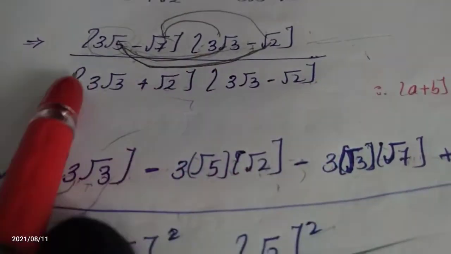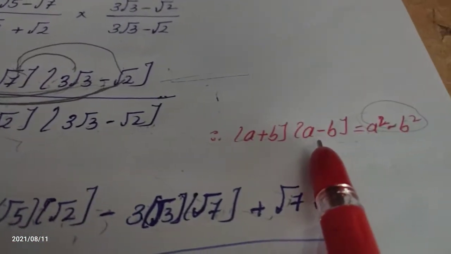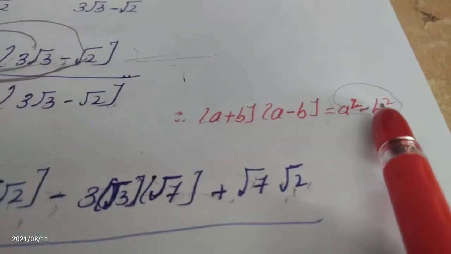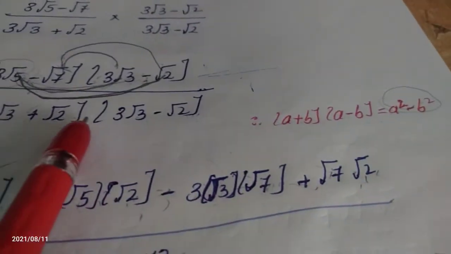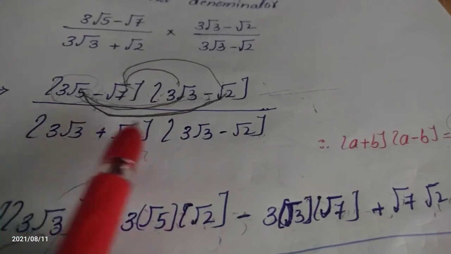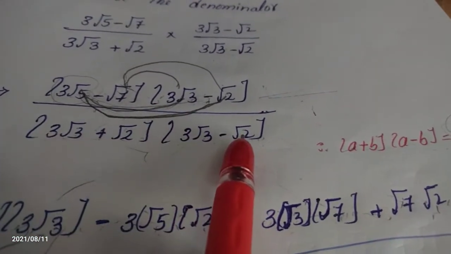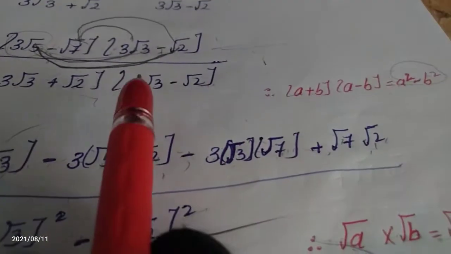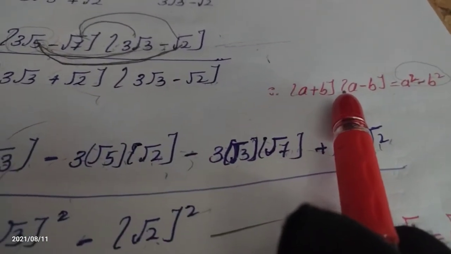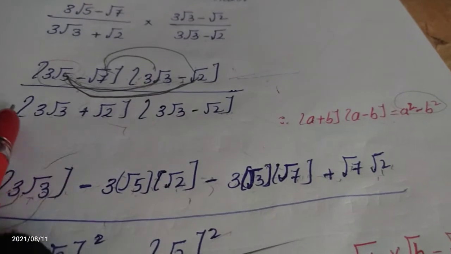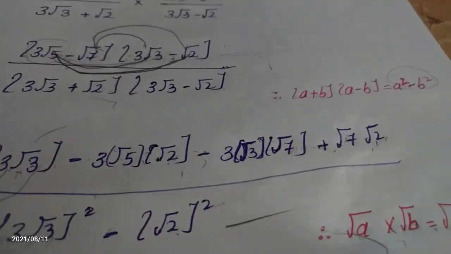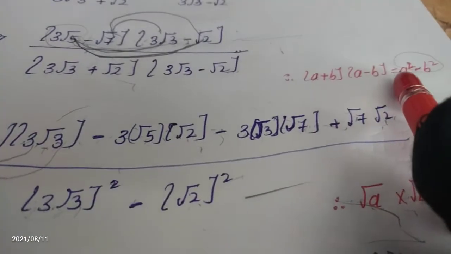This expression can be in the form of (a plus b) into (a minus b) is equal to a square minus b square. Because the a value is equal and the b value is equal, but the opposite sign is there, we multiply the denominator. With this formula, our expression is in the form of the LHS. We have to convert it into the RHS.